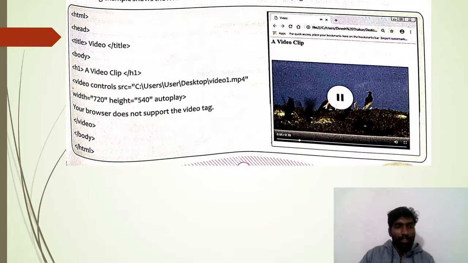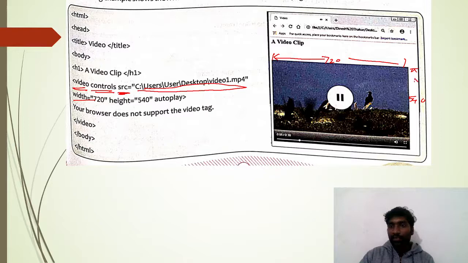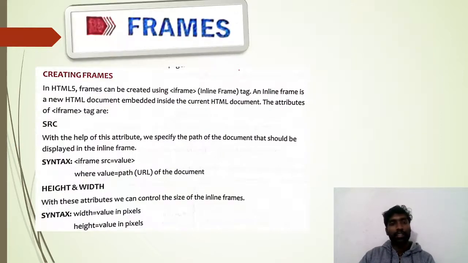Here you can see video, controls, src source. This is the video location, the path, we may say. Okay, and width, this is 720, and height is 540. 540 is the height. Okay, so this is a simple example they have given.